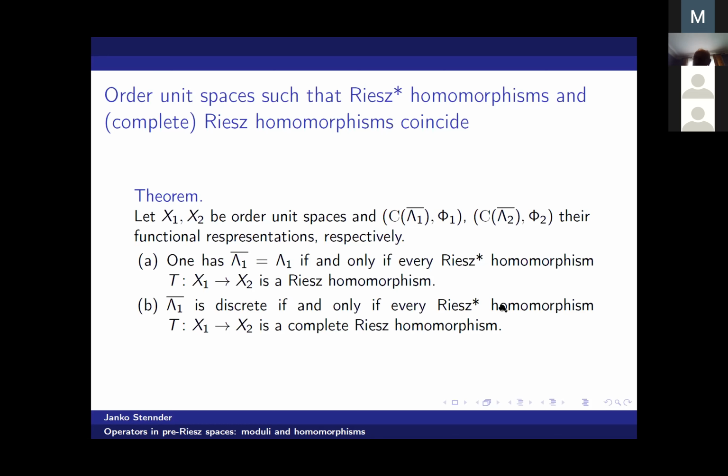And secondly, I have that every Riesz star homomorphism is a complete Riesz homomorphism if lambda 1 bar is discrete. So, which basically means that every Riesz star functional is a complete Riesz functional. So this we found in order unit spaces, but as I just said, one could easily formulate this for arbitrary pre-Riesz spaces, that the functionals satisfy this property, but we don't know this yet. So maybe that's an open question, if this also holds in arbitrary pre-Riesz spaces.